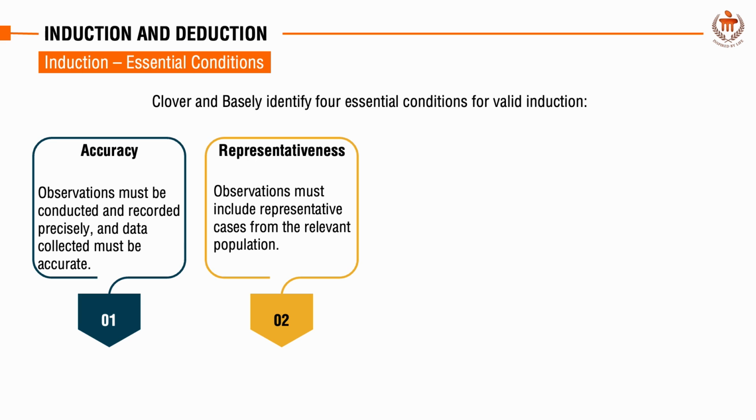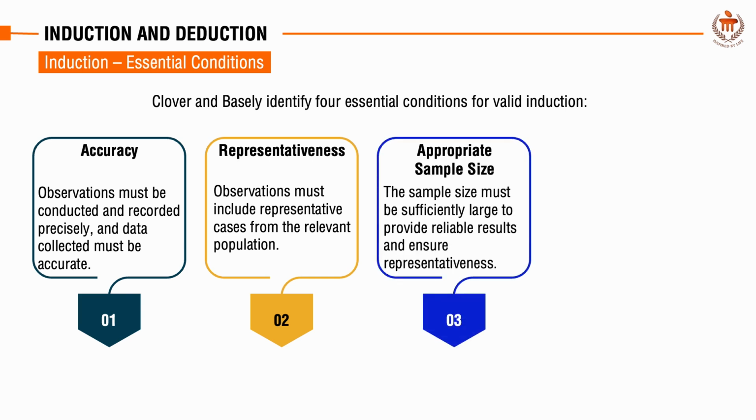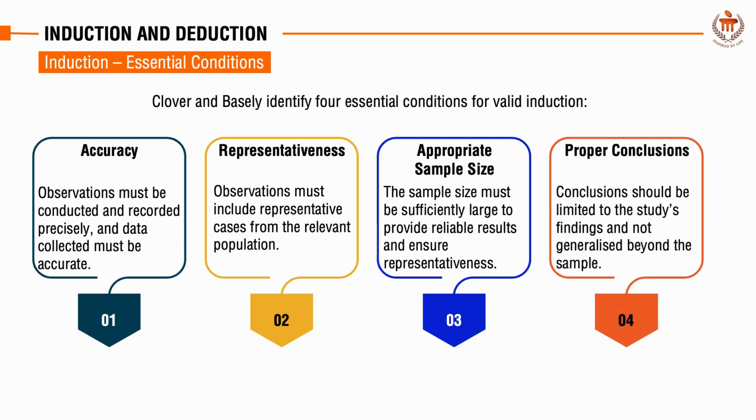For instance, a survey on brand loyalty among young women should include diverse groups such as students, working professionals, graduates, and non-graduates. Proper sampling techniques, like stratified random sampling, can ensure representativeness. Appropriate sample size: the sample size must be sufficiently large to provide reliable results and ensure representativeness. Proper conclusions: conclusions should be based solely on the findings of the study and not generalized to groups not included in the sample. For example, conclusions about brand loyalty among young women cannot be extended to young men or older women if they were not part of the sample.